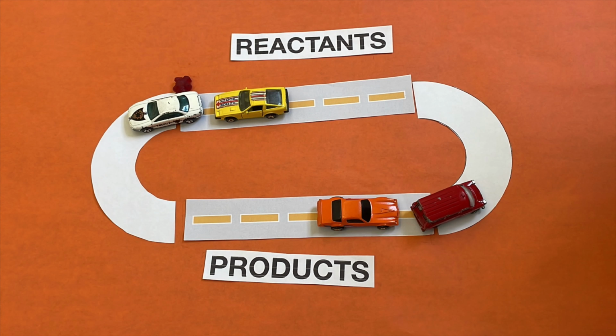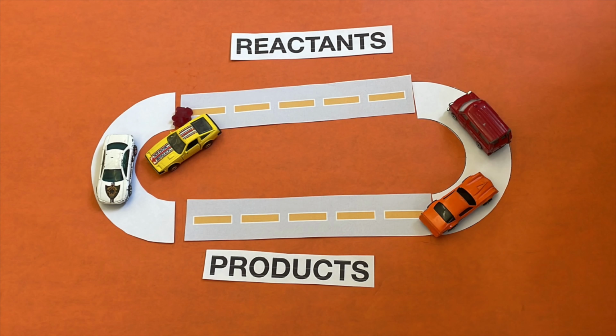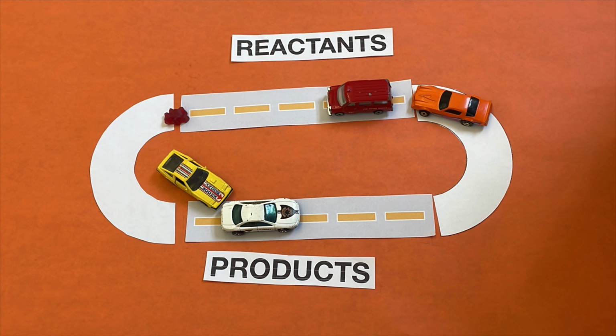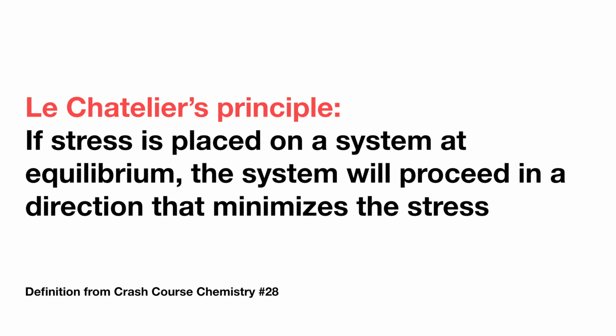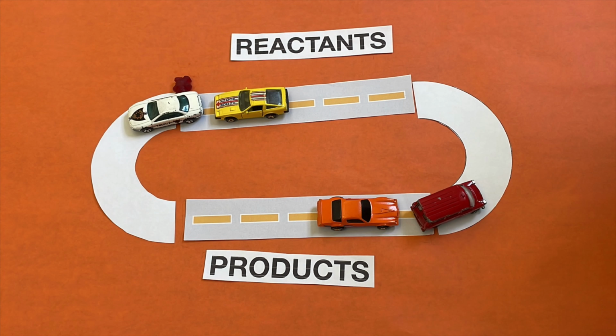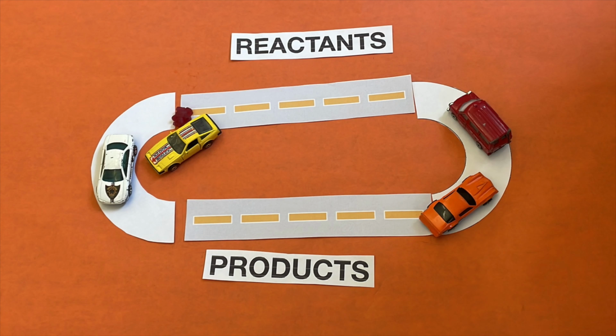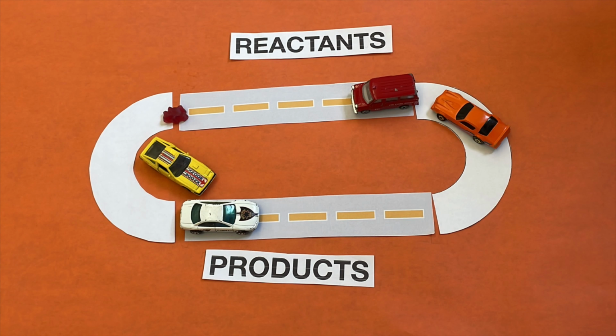Now, say a gummy bear randomly crashed into the road. The yellow and white car are going to move around it to eventually get back to their normal rate of driving. This idea is defined in Le Chatelier's principle. If stress is placed on a system at equilibrium, the system will proceed in a direction that minimizes the stress. In this example, that's the cars moving around the gummy bear to get back to equilibrium, or their normal rate of driving.